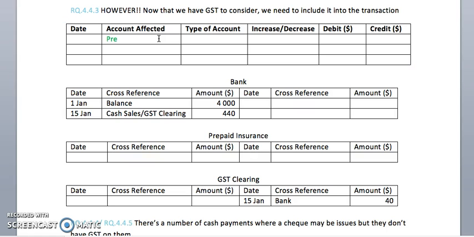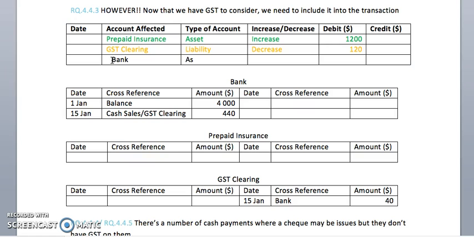We have our prepaid insurance. This is an asset and it is increasing. This is increasing by $1,200. This is how much it costs to take this insurance out. Our GST clearing is a liability. It is decreasing. We are paying out this amount of GST, therefore we no longer owe the ATO as much, and it is decreasing by $120.